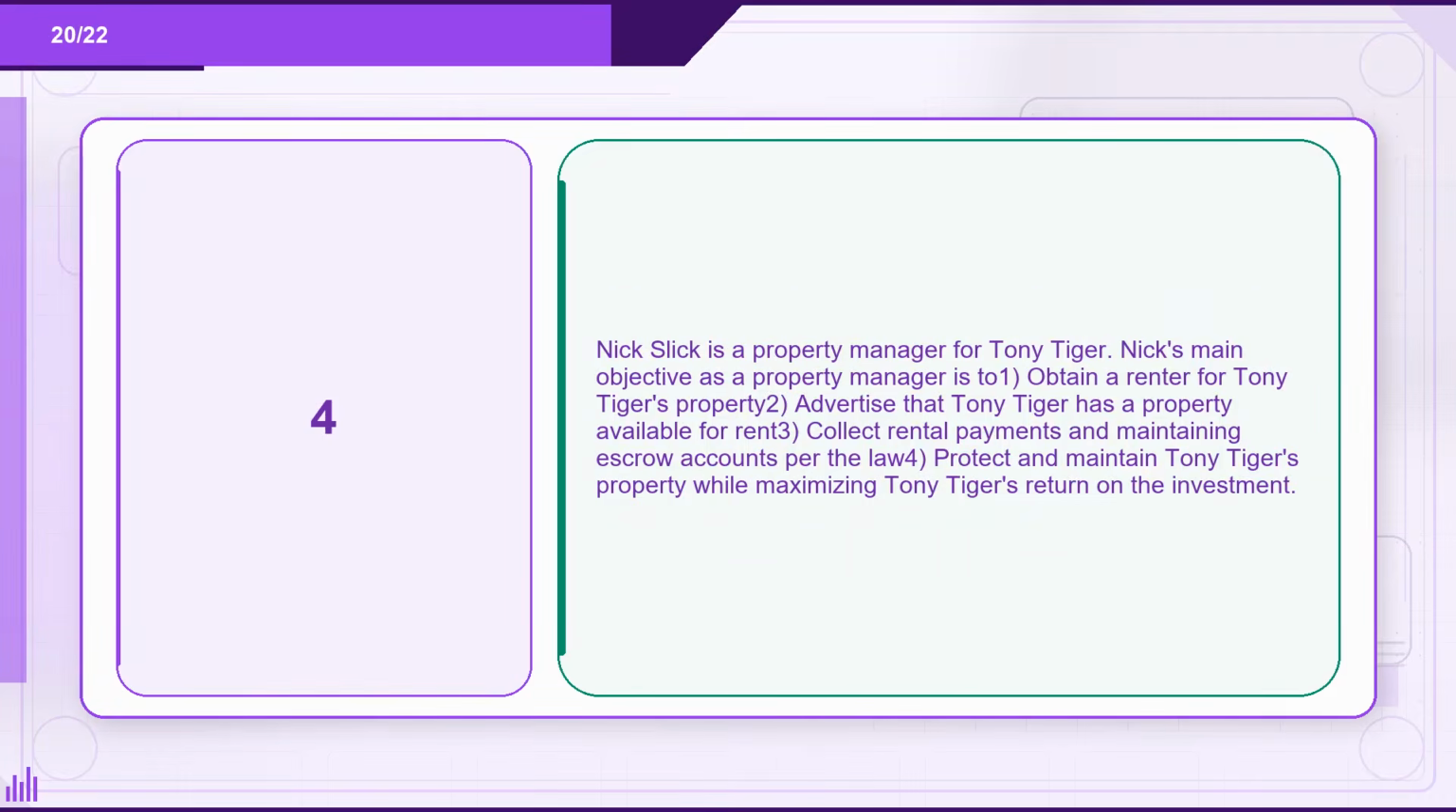Flashcard 20. Term: 4. Definition: Nick Slick is a property manager for Tony Tiger. Nick's main objective as a property manager is to: 1. Obtain a renter for Tony Tiger's property. 2. Advertise that Tony Tiger has a property available for rent. 3. Collect rental payments and maintain escrow accounts per the law. 4. Protect and maintain Tony Tiger's property while maximizing Tony Tiger's return on the investment.